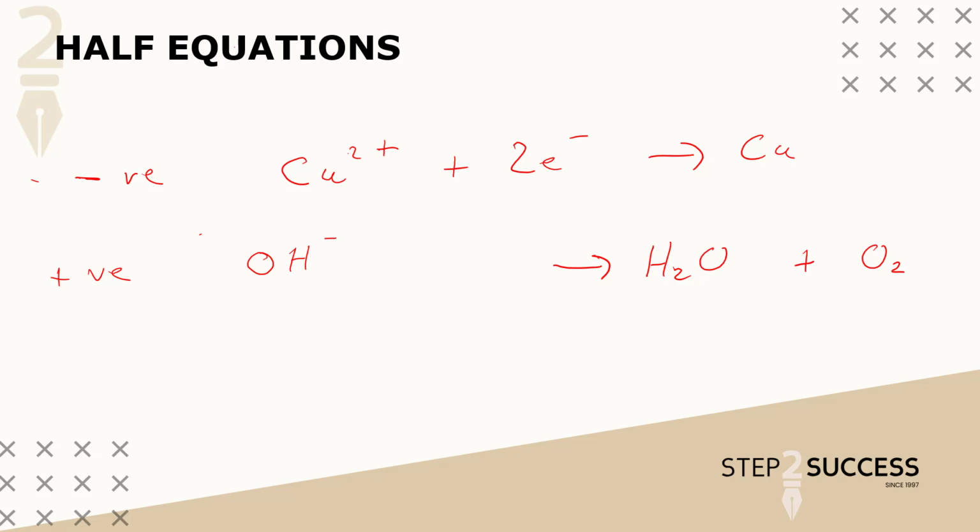Now, to balance this, I'll do it reasonably quickly, but to balance this, we put a 2 here, so we've got 4 hydrogens on the right, and now 4 oxygens on the right as well, and then we put a 4 over here to get everything balanced. So that's now balanced. Now we've got 4 hydroxide ions.